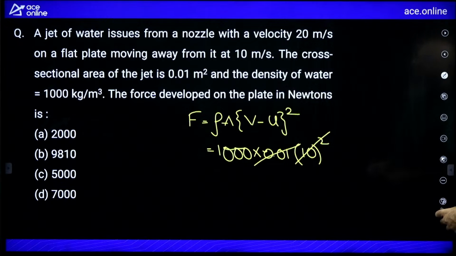A jet of water is issued at 20 meter per second, flat plate 10 meter per second. It is moving away from it at this much. V minus U whole square.